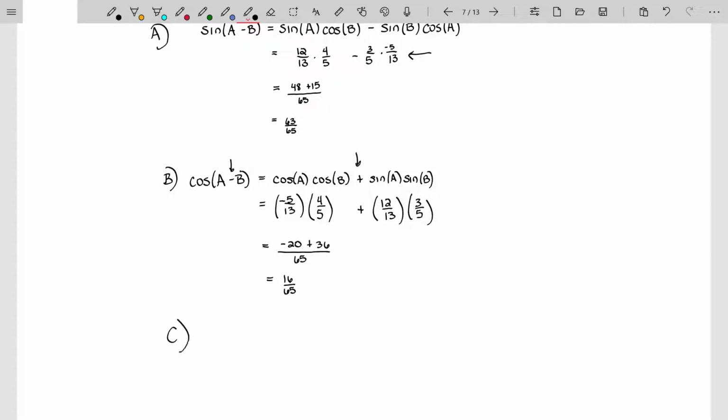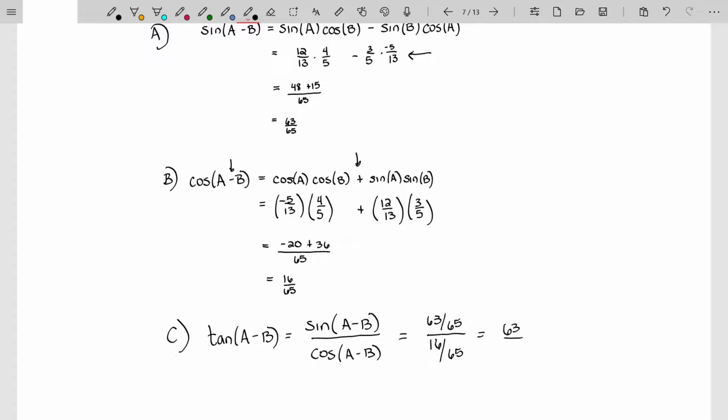Finally, the tangent. And this is the one where I told you I don't require my students to memorize this one, because you can always use the fact that you know the tangent of A minus B is the sine of A minus B over the cosine of A minus B. Very powerful ratio identity. The sine is 63 over 65. We just computed that. And the cosine is 16 over 65. Again, we just computed that. Multiply numerator and denominator by 65, and you get 63/16.